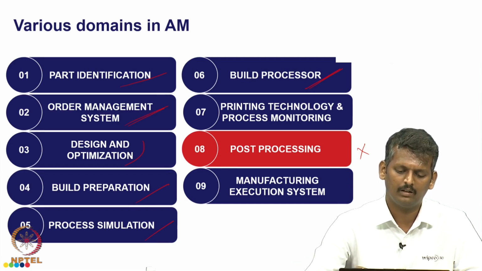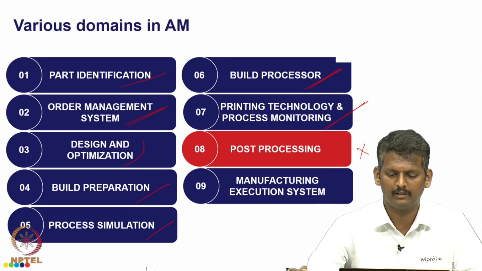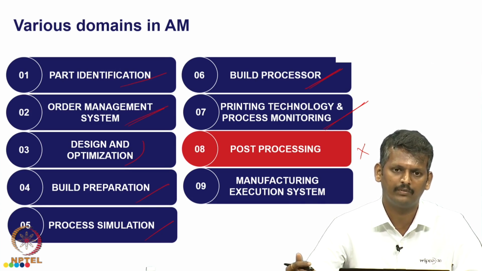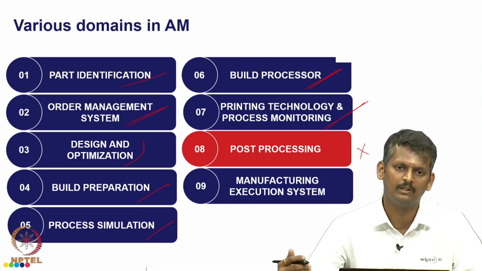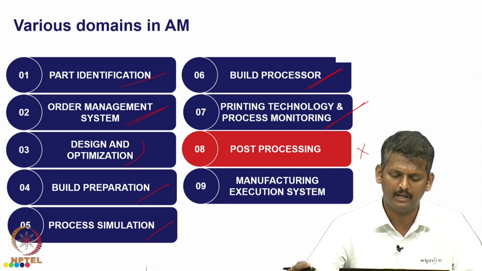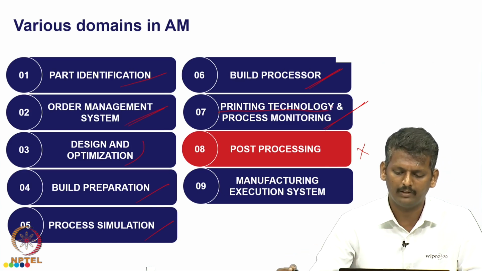Next, coming to the printing technology and process monitoring, it involves two things together. That is printing technology, which you would have seen in the AM technology landscape, where you would have gone through different types of AM technologies starting from material extrusion, vat photopolymerization, binder jetting, material jetting, powder bed fusion, directed energy deposition, and sheet lamination. These kinds of things you would have seen in the printing technology.